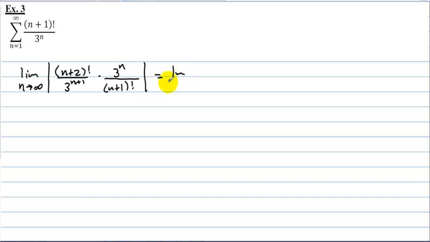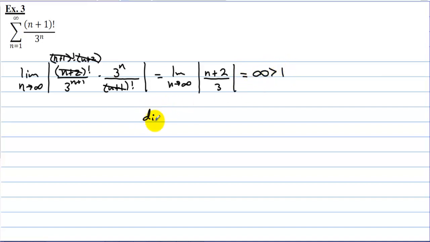That's equal to the limit as n approaches infinity of the absolute value of, this can be written as n plus 1 factorial times n plus 2. So the n plus 1 factorials will cancel out, and we're left with n plus 2. So that takes care of all of those, and now with the 3's, we have an extra 3 in the denominator. So this is equal to infinity, which is greater than 1. So this series diverges by the ratio test.